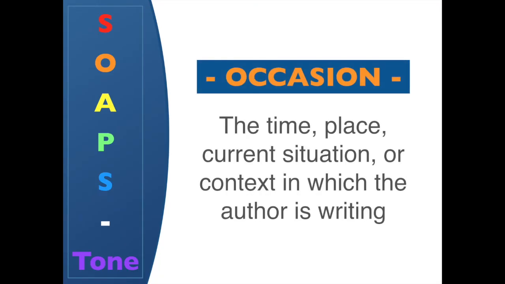Occasion is the time, place, current situation, or context in which the author is writing. You need to understand that all writing does not occur in a vacuum. All writers are influenced by the larger occasion, an environment of ideas, attitudes, and emotions that swirl around a broad issue. Then there is the immediate occasion, an event or situation that catches the writer's attention and triggers a response.